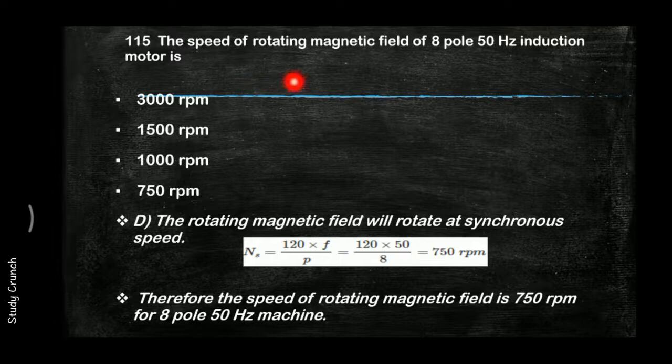Next, the speed of the rotating magnetic field of an 8-pole 50 Hz induction motor is 750 rpm. How? 120 f by p. Just putting in the values, we get 750 rpm.